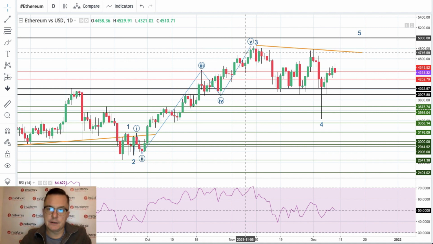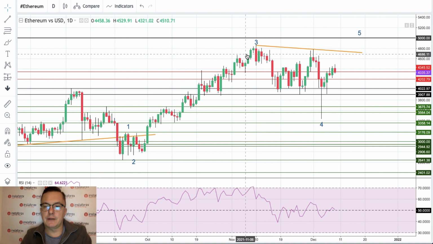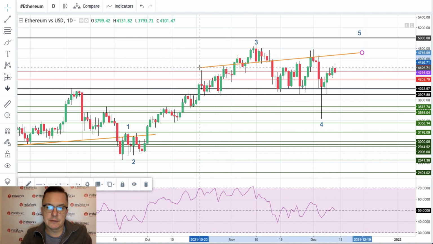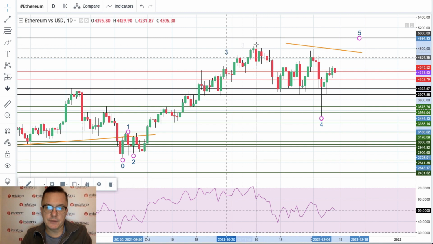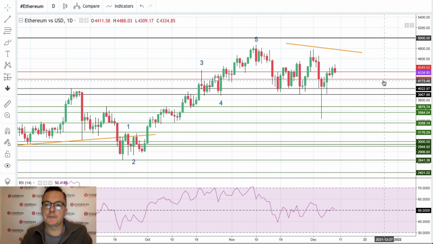5 waves in wave 3 are done, so we don't need this one anymore. We have 3 waves here, and we have an ABC correction to the downside in wave 4. There is another possibility that wave 3 had been made here, for example. Not this one, but wave 3 might be made here. Wave 4 as an internal correction might be made somewhere here, and wave 5 was made here. So this is even better for another wave to the upside.